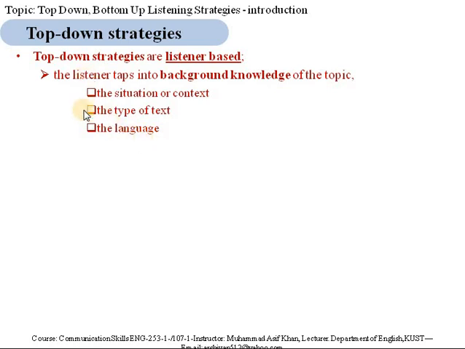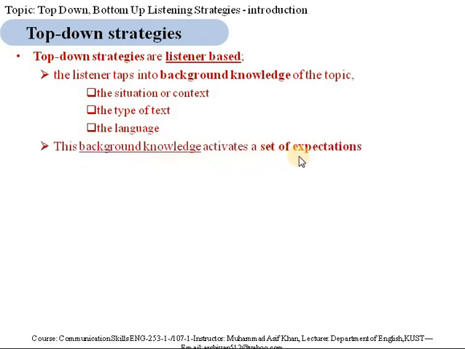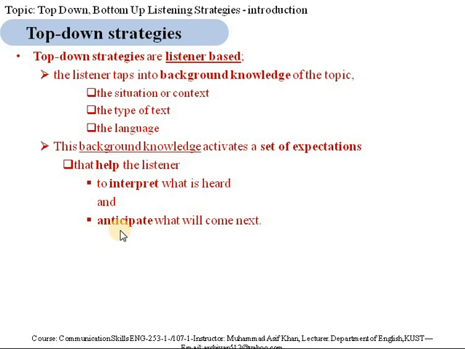All these factors, including that background knowledge, activate a number of expectations, and these expectations or anticipations help the listener to interpret, or we see that it helps the listener to deduce different results, and it provides an opportunity to the listener to read between the lines. And it also helps the listener to anticipate what will come next. So all these things are there for the listener in top-down strategies.